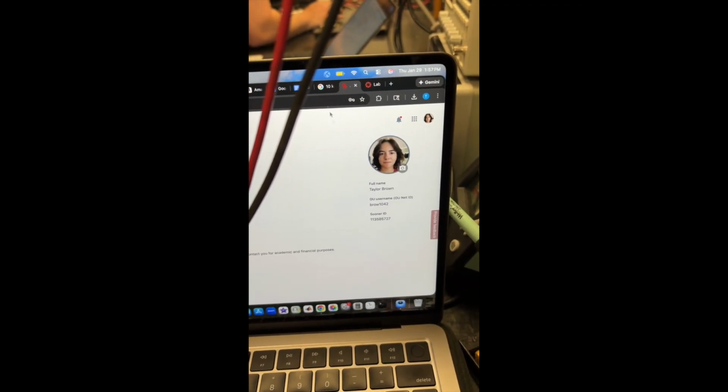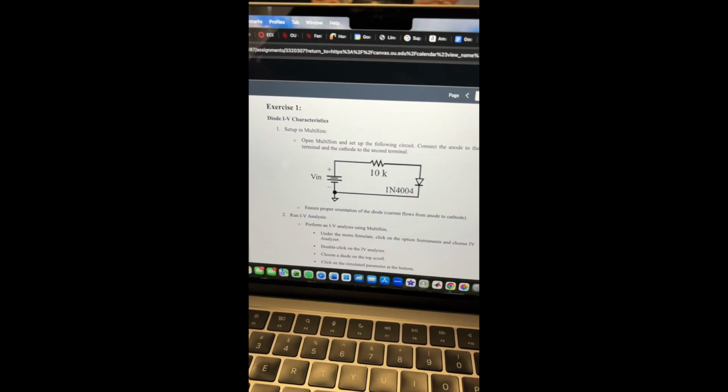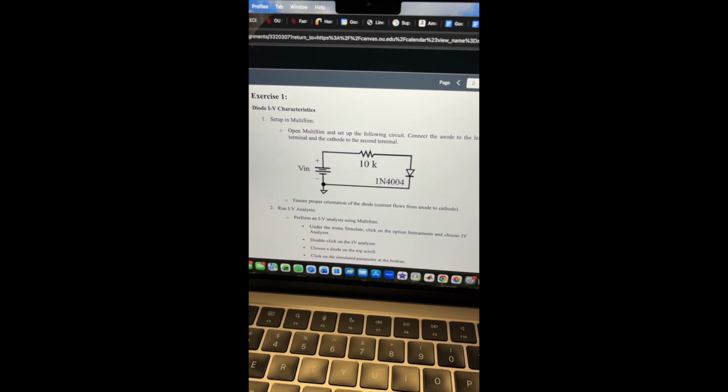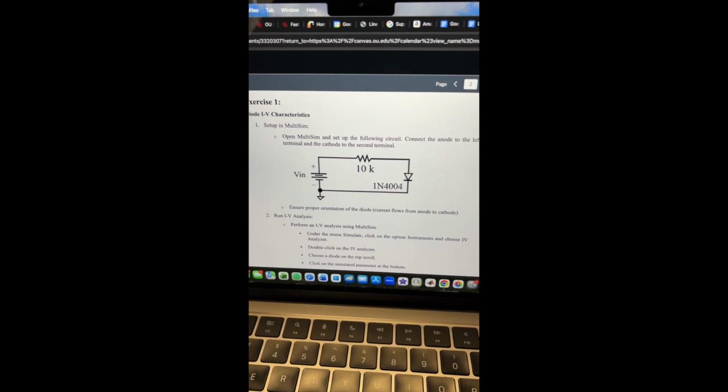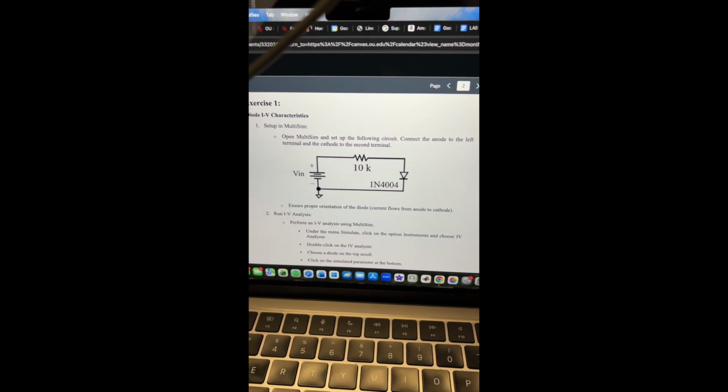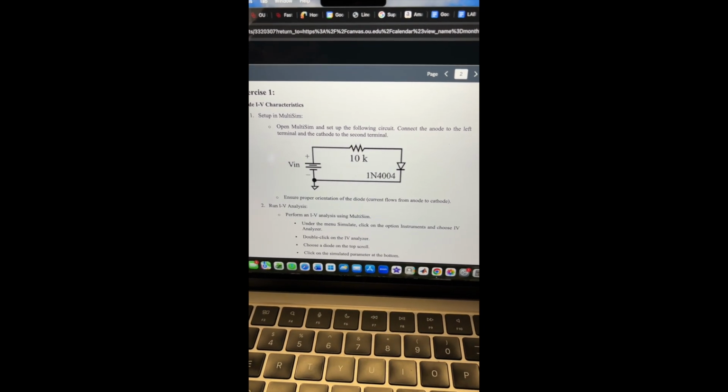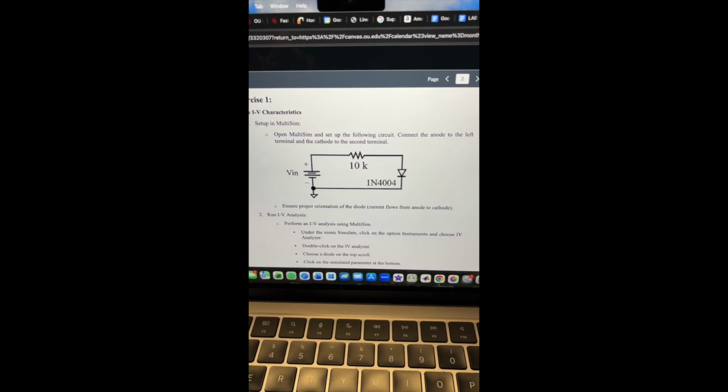Hello, I am Taylor Brown, and we're currently working on exercise 1 for lab 1, where we just have a 10 kilo ohm resistor in series with a diode, and then we're supplying a VN to that circuit. And we're going to be sweeping a VN from negative 10 volts to positive 10 volts, and we're going to be measuring the current across the diode for each of those voltages.